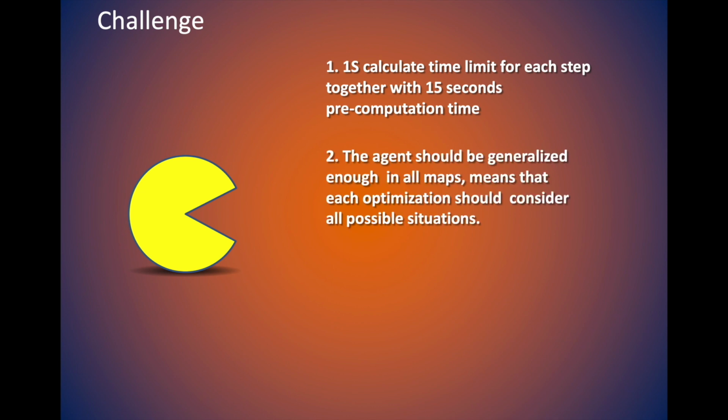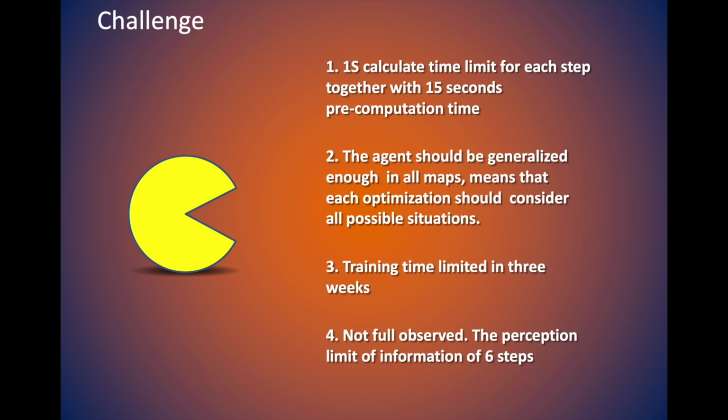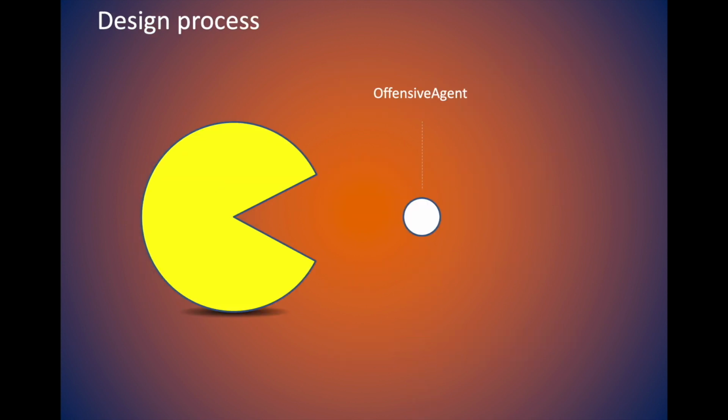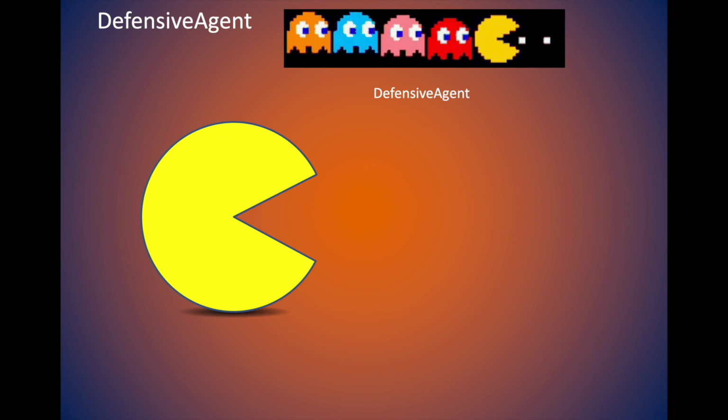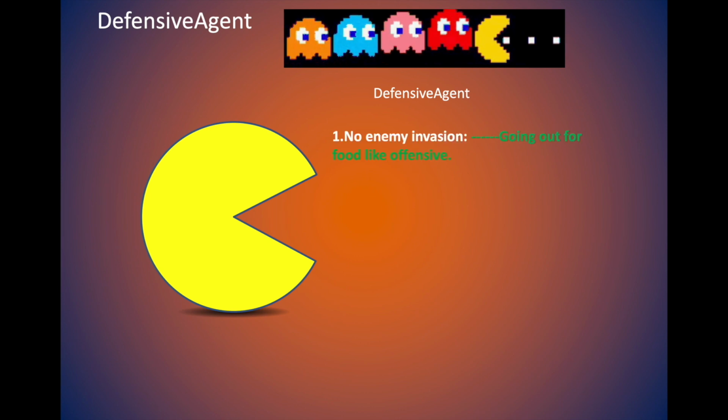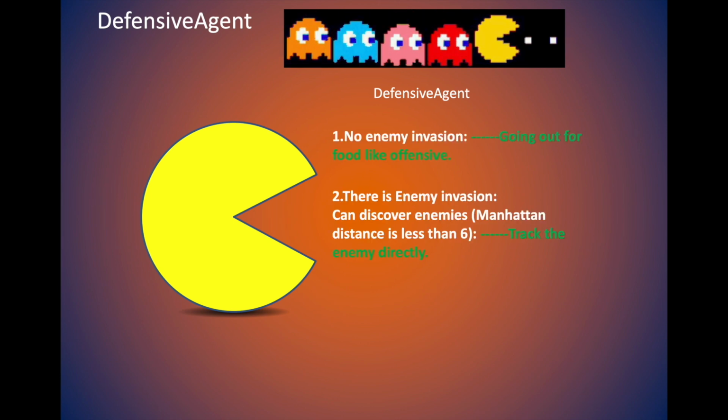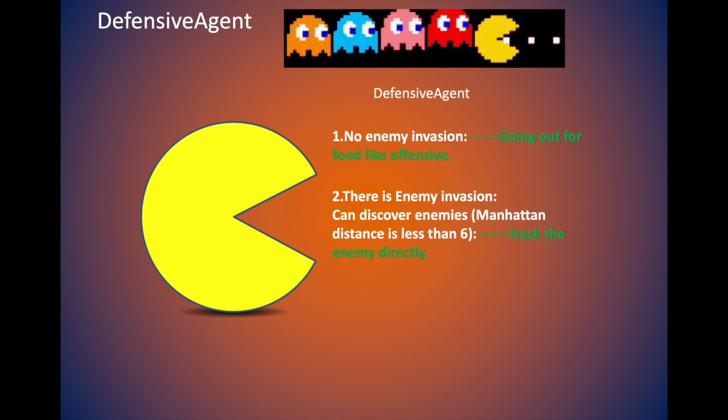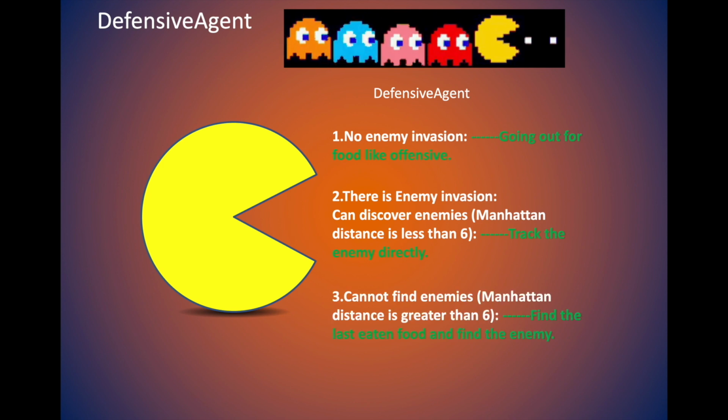That is the 1 second calculation time, and the agent should be usable in all maps. Additionally, the training time limit and the game not being fully observed also become problems. We will talk about this from the defense agent to the offense agent, and here are 3 of our decision trees.